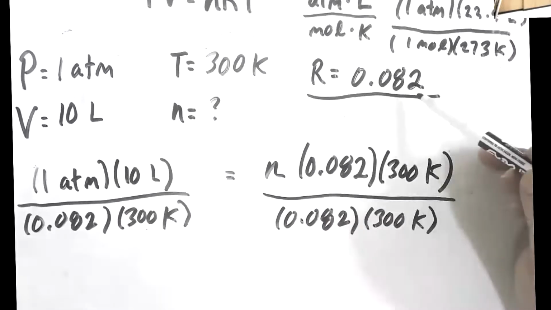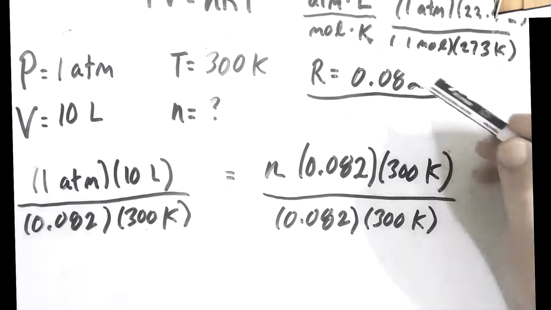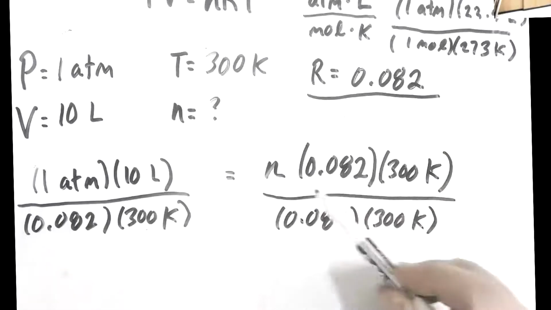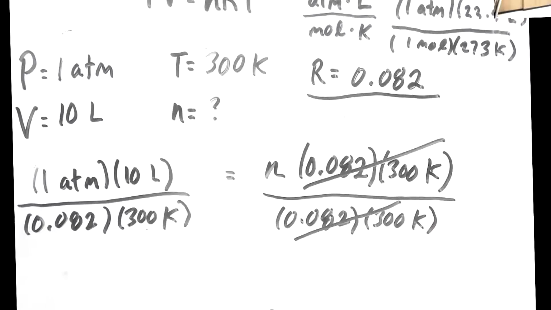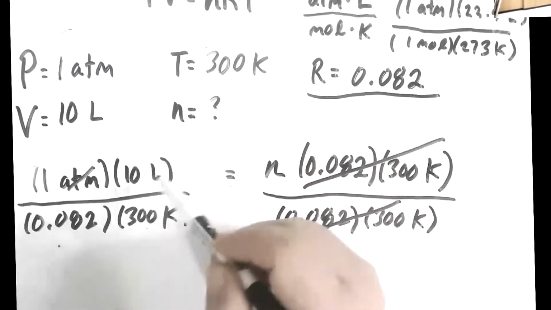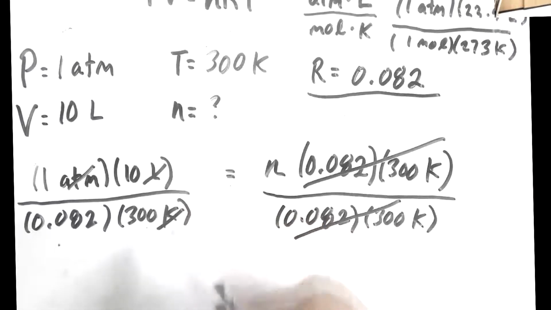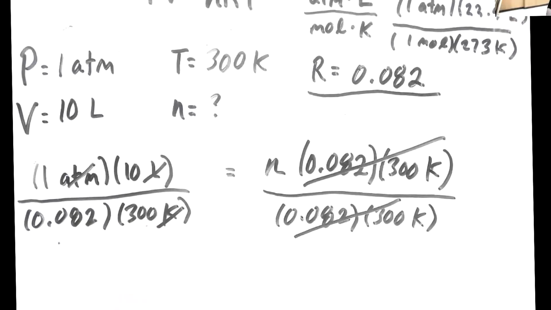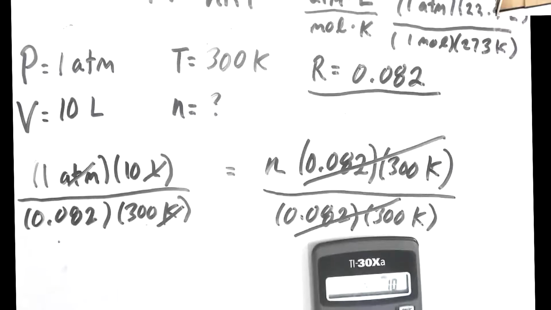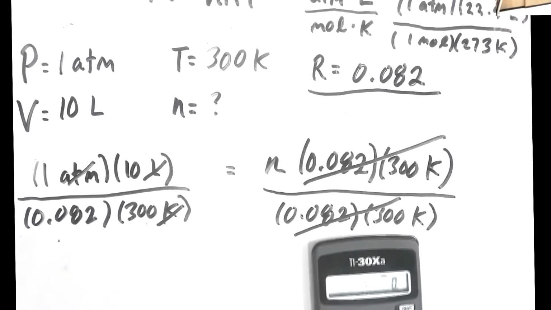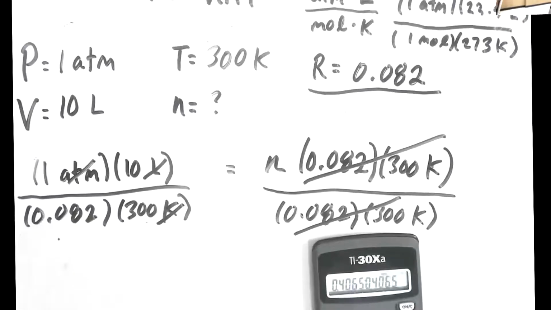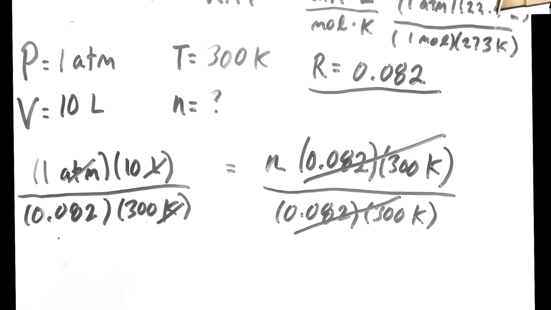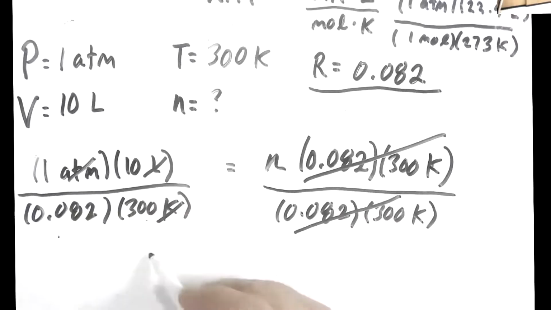Now remember, 0.082 contains units of atmosphere, liters, moles, Kelvin. Since we put the 0.082 on the bottom here, that side completely cancels. But we now have atmosphere, liters on the bottom and moles, Kelvin on the top. So since there's atmosphere, liters flipped, we can cancel the atmospheres, we can cancel the liters, we can cancel the Kelvin. This just becomes 10 divided by 0.082 times 300.